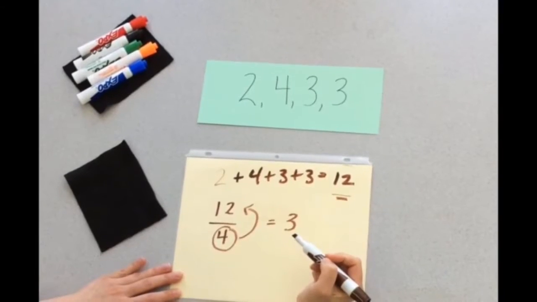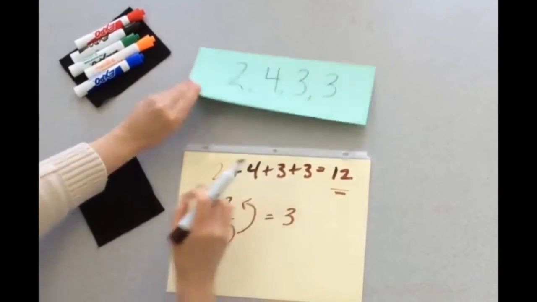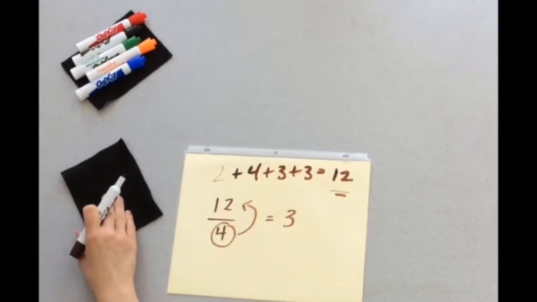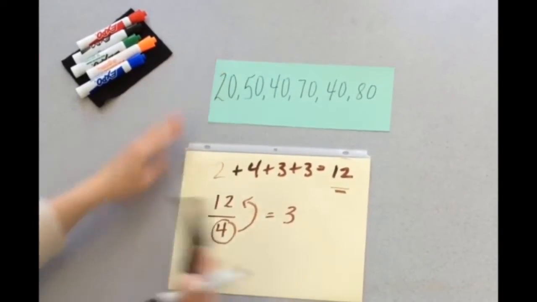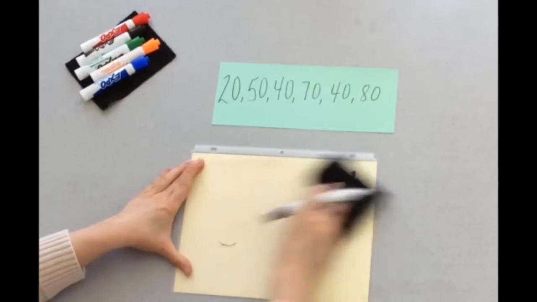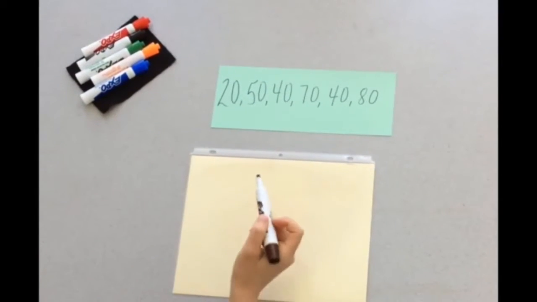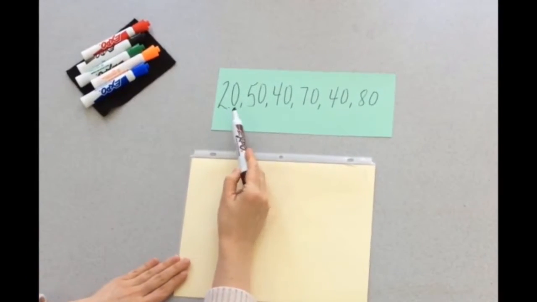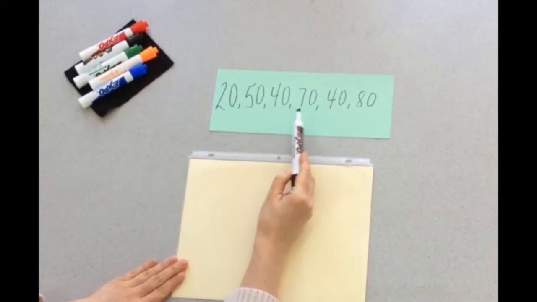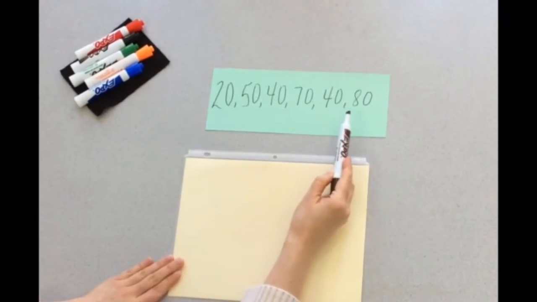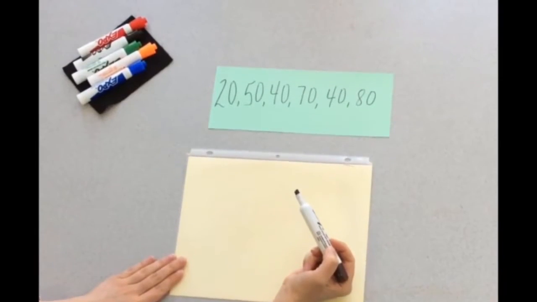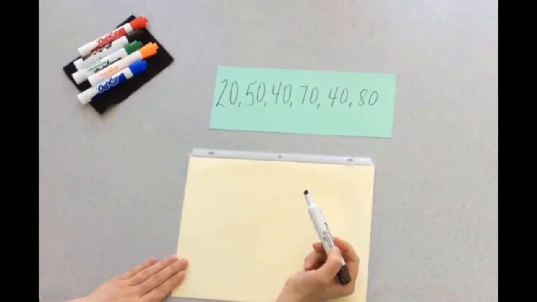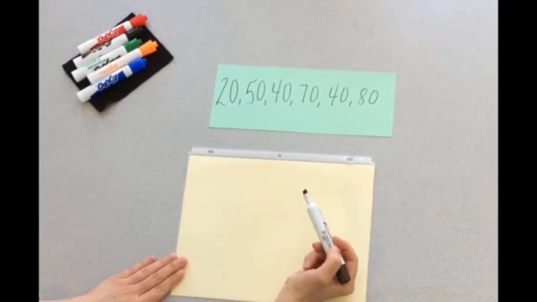Let's try another example together. In this data set, we have 20, 50, 40, 70, 40, and 80. I would like you to pause the video now and calculate your own mean.